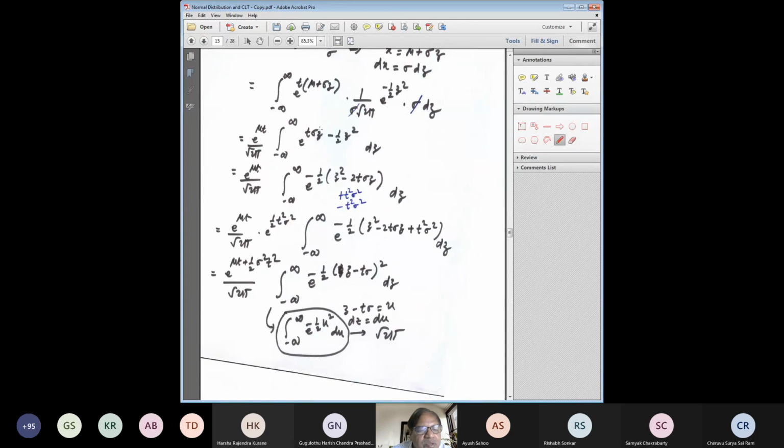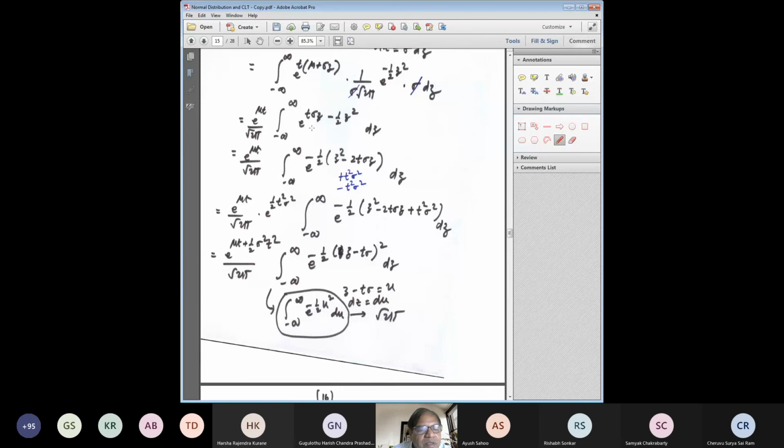In order to simplify this, we will make a perfect square. The next step is to take minus half common: z square minus 2t sigma z. You have to make it in the form of a perfect square, (a minus b) square. As you can see, z is there, 2 is there, so t sigma is the second term. So we add t square sigma square and subtract t square sigma square in this bracket.